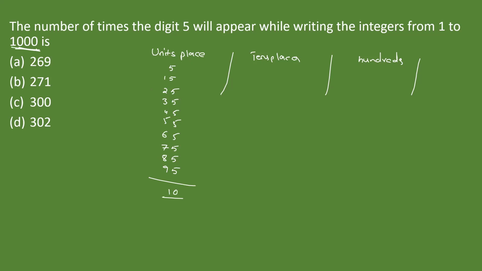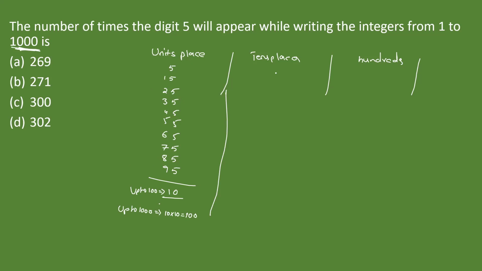Our limit is 1000. That means at 105, 115, 125 and so on. Similarly, 205, 215 and so on. In this manner, I will have 10 for every 100. This is up to 100 only, it is 10. But up to 1000, it becomes 10 into 10, which is 100 times.